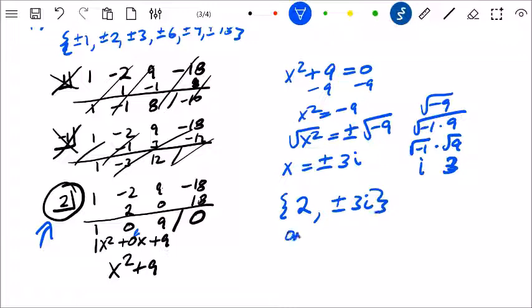And once again, we have 1 real and 2 imaginary or complex solutions.